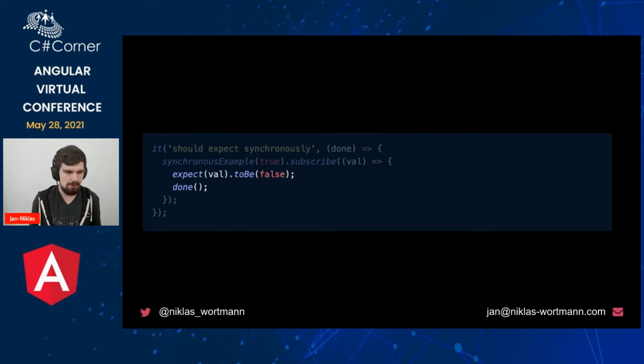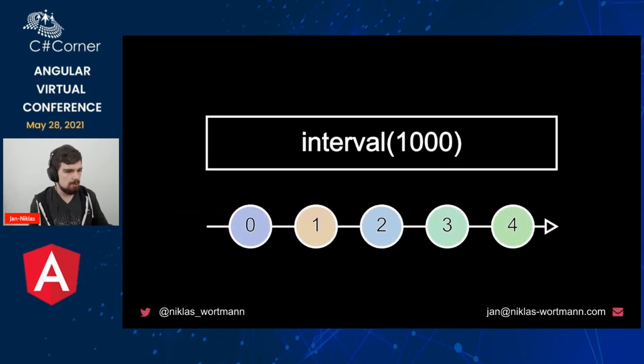One of the biggest powers of observables is actually that they emit multiple values. So how would we test something like that? Interval, for example, emits a value every second, asynchronously, and multiple values. So how can we test that?